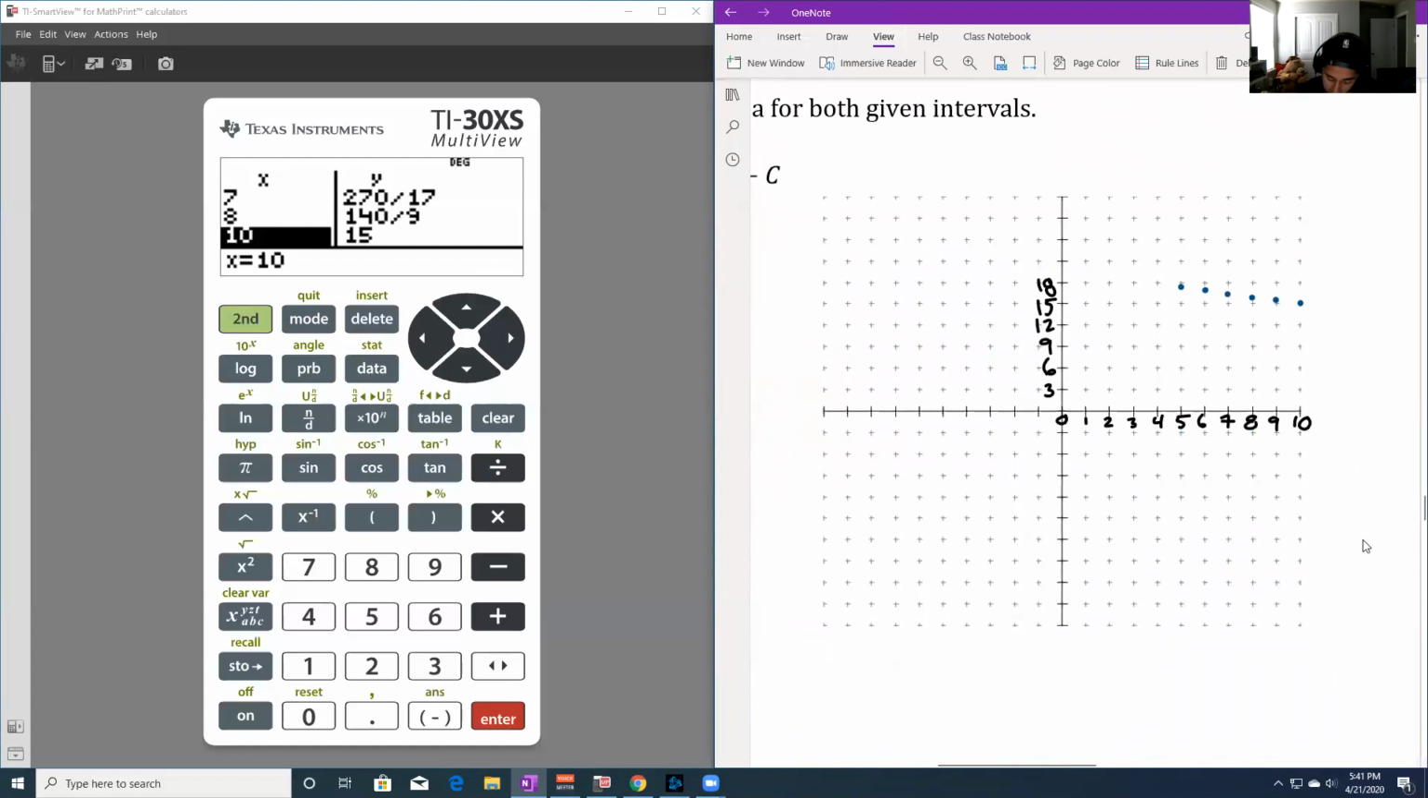There you go. And our graph should look something like this. Just like that. And then for g of x equals 0, well, you have 0, 0, 0, 0, 0, 0, and you just have a line that looks like this.